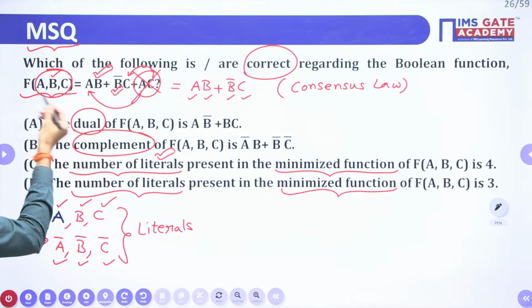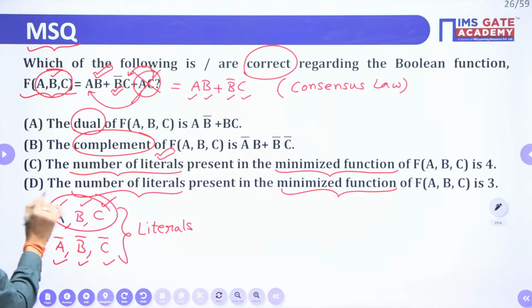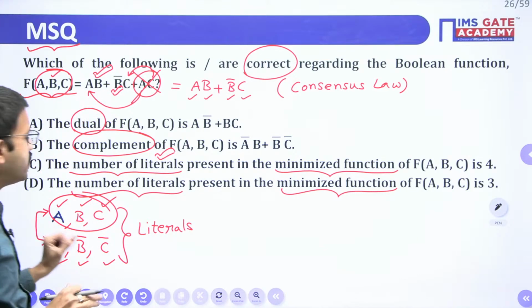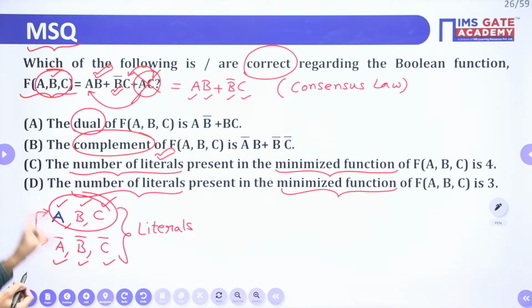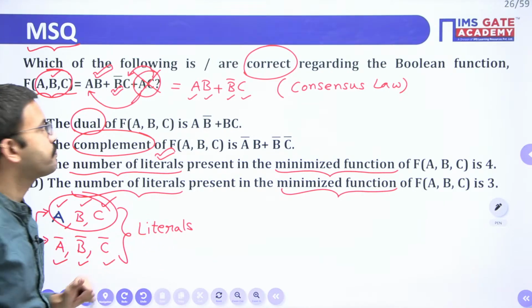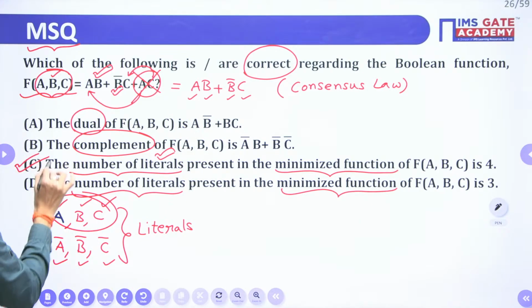Okay, see, when you are having the function A, B, C, in general we will write the variables in the normal form only. But a literal is nothing but either the normal form of the variable or the complement form of the variable. We will call it a literal. So in total you are having 4 literals. So that means option C is correct. Option D is wrong.